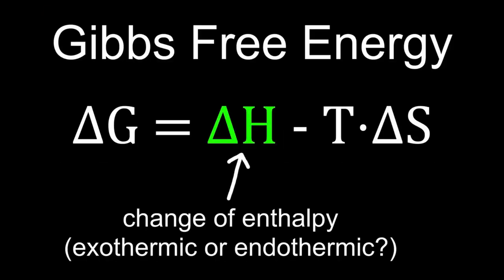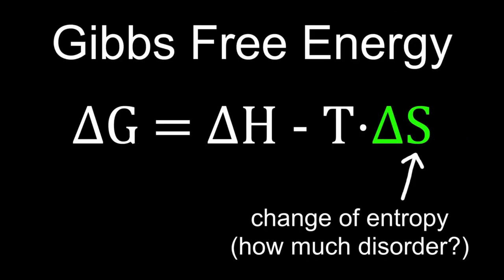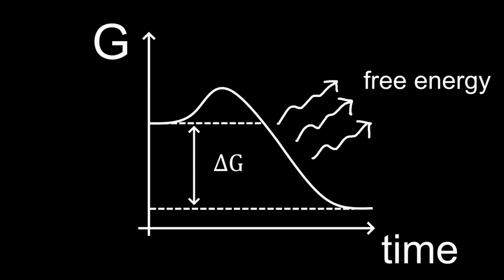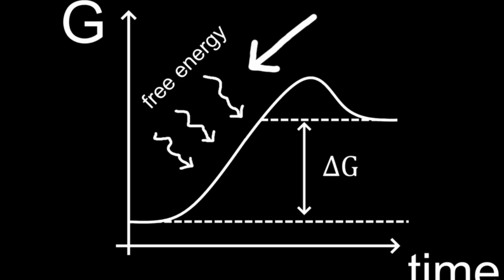To get the whole picture, we have to look at Gibbs free energy, which looks at the change of enthalpy, but also the entropy of a system, which is dependent on temperature. If this whole thing is less than 0, the reaction is exergonic, or spontaneous, because free energy was released. If it's bigger than 0, it's endergonic, or not spontaneous, because free energy was needed and absorbed.